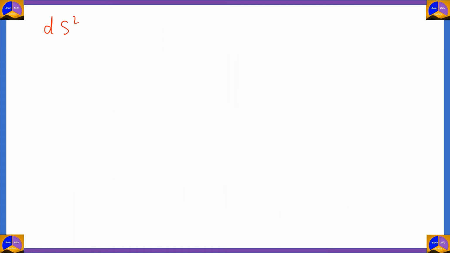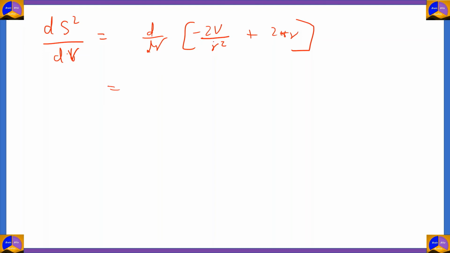Now, the second differentiation, d square s by dr square, is equal to d by dr of minus 2v by r square plus 2 pi r. Now, d by dx of 1 by r square will be equal to minus 2 by r raised to 3. So minus 2 by r raised to 3 times minus 2v will be equal to 4v by r cubed plus d by dr of r is 1, so that will be 2 pi. So 4v by r cubed plus 2 pi.